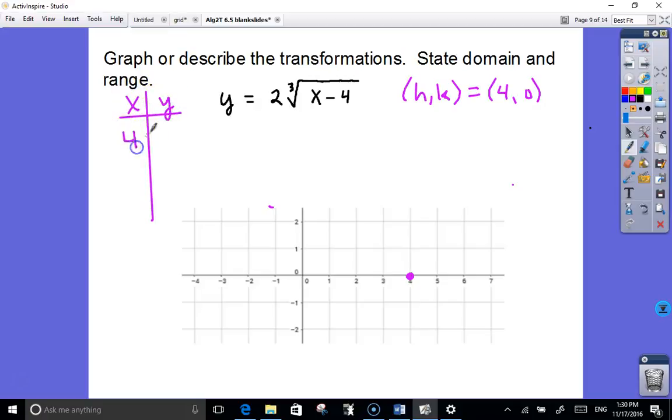So we definitely got 4, 0. What are 2 points I can add to that, so that I'm taking the cube root of a perfect cube? No. How about 3 and 5? 1 either side. Okay, 3 minus 4, negative 1. 2 times negative 1, negative 2. 5. 5 minus 4 is 1. Cube root is 1. Positive 2. Okay, let me put those on there. 3, negative 2, sorry. And 5, positive 2.